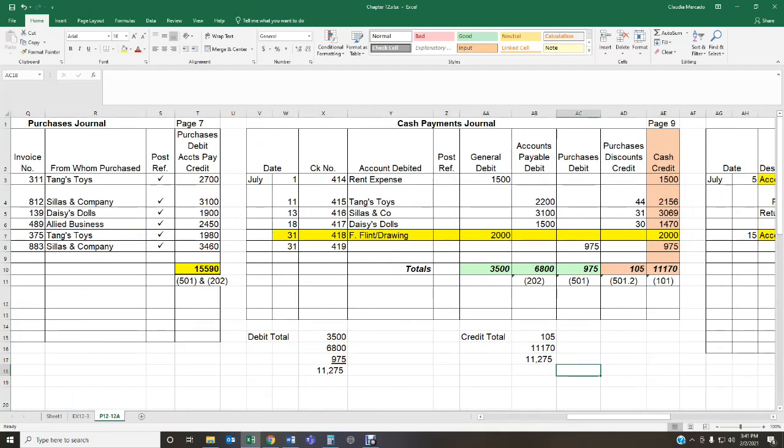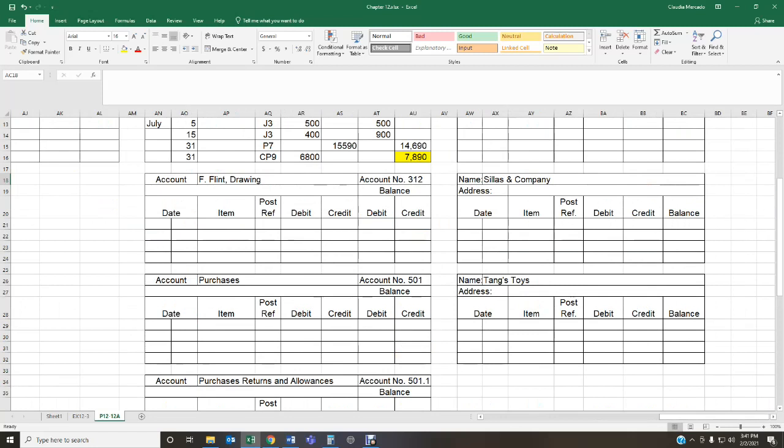So now we have to record that into the general journal. This is cash receipts journal page number 9. Okay, so let's go to the drawing account. This happened on July the 31st. And this is cash payment journal number 9. And the amount of my transaction was for $2,000.